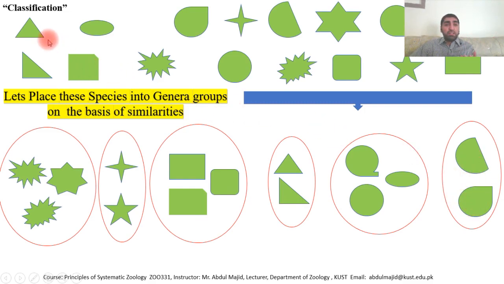So these were different objects: 1, 2, 3, 4, 5, 6, 7, 8, 9, 10, 11, 12, 13, 14, 15, 16. These were 16 objects, but we placed them in 1, 2, 3, 4, 5, and 6. So the number 16 was reduced into 6. How? On the basis of certain similarities, we placed them in similar groups.